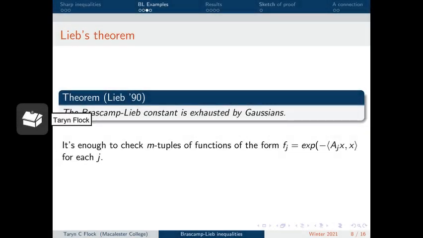In 1990, Lieb generalized this result to the full family of Brascamp-Lieb inequalities. So to understand, is the Brascamp-Lieb inequality finite? What is the best constant?